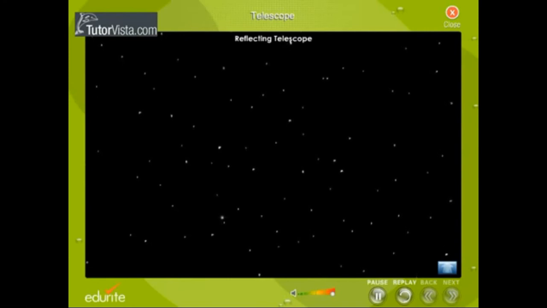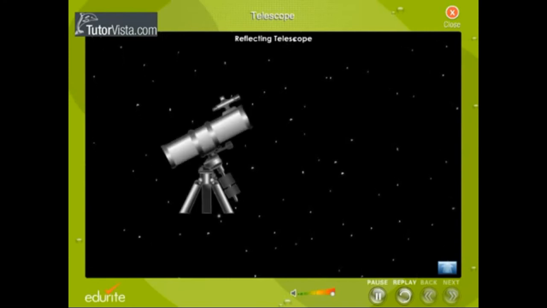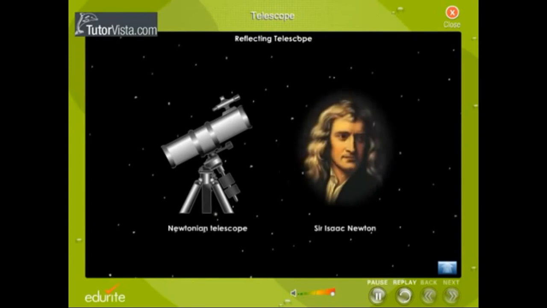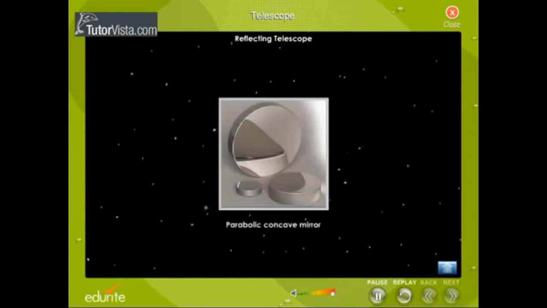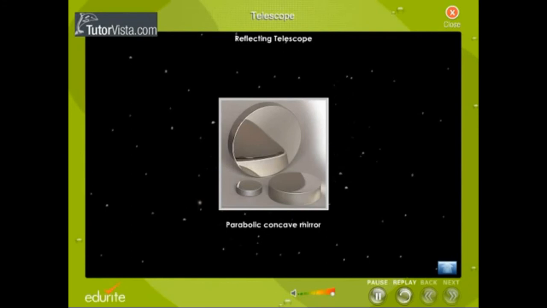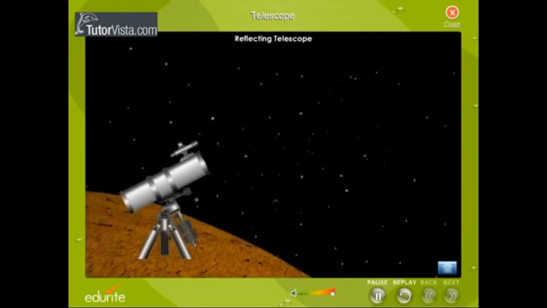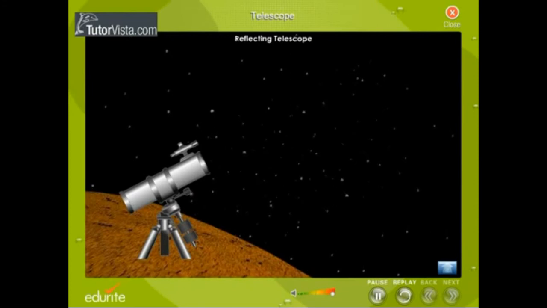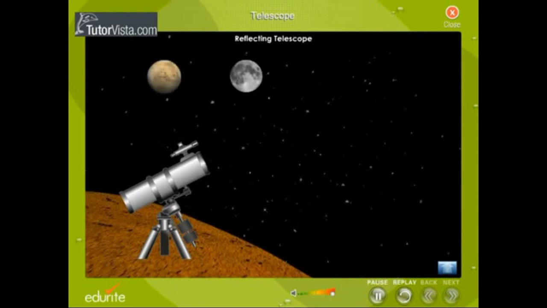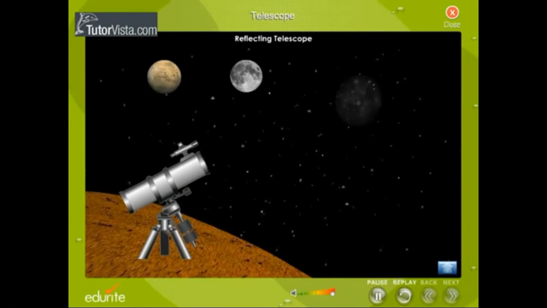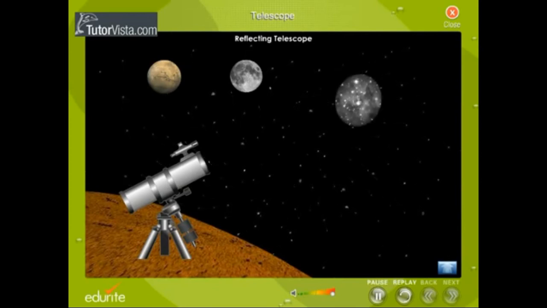Reflecting telescope. Reflecting telescope is also known as Newtonian type of telescope, as it was first designed by Sir Isaac Newton. In the reflecting telescope, the objective is replaced by a parabolic concave mirror. Shown here is a reflecting telescope. A reflecting telescope is used to view objects such as planets, the moon, star clusters, galaxies, nebulae, and multiple star systems.